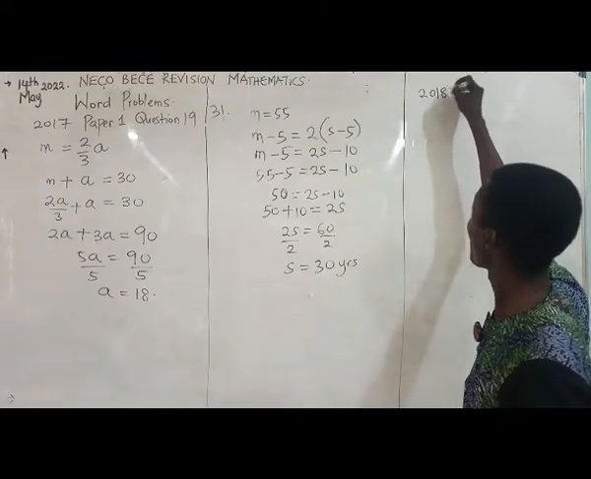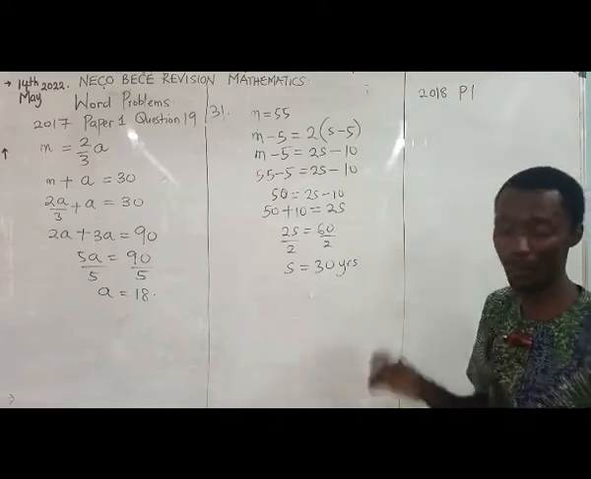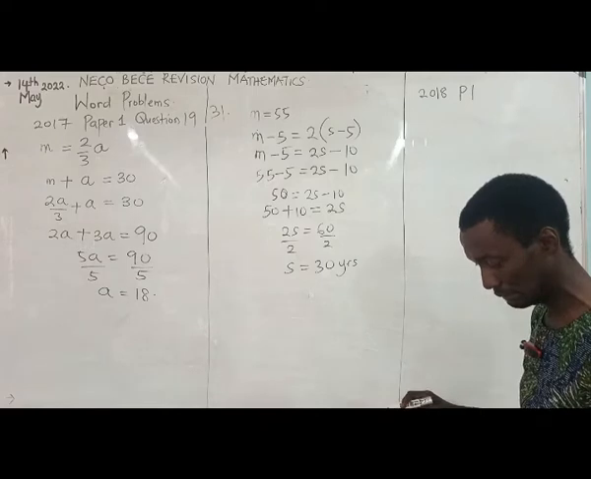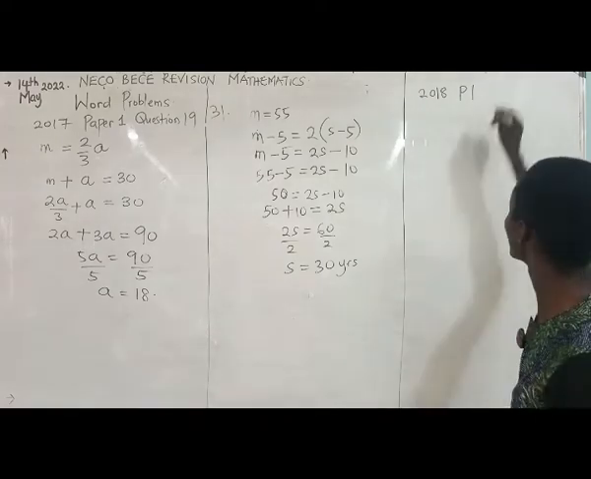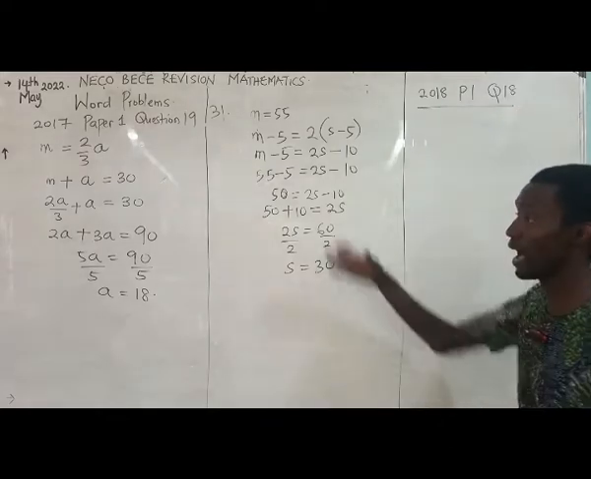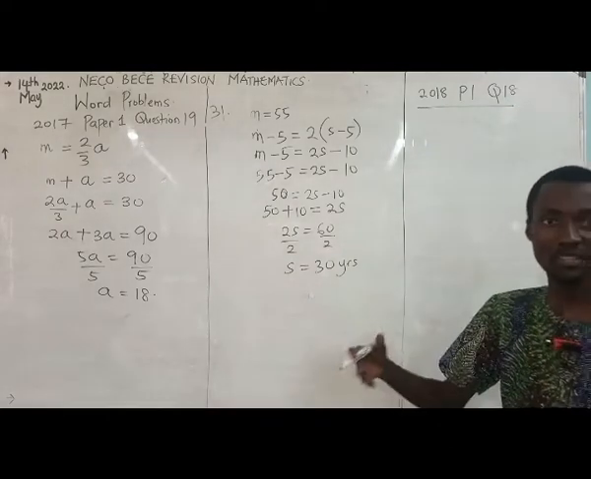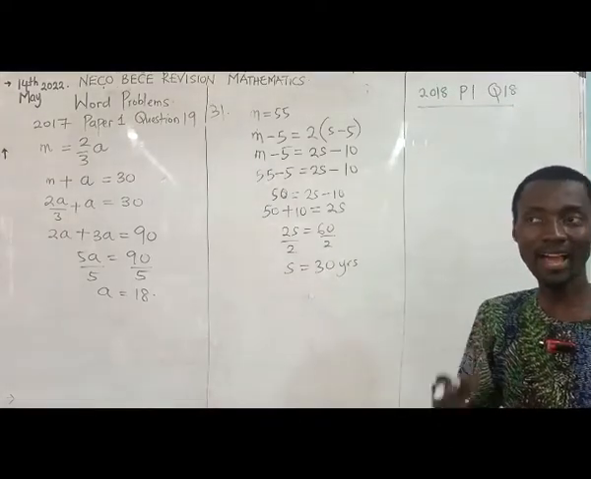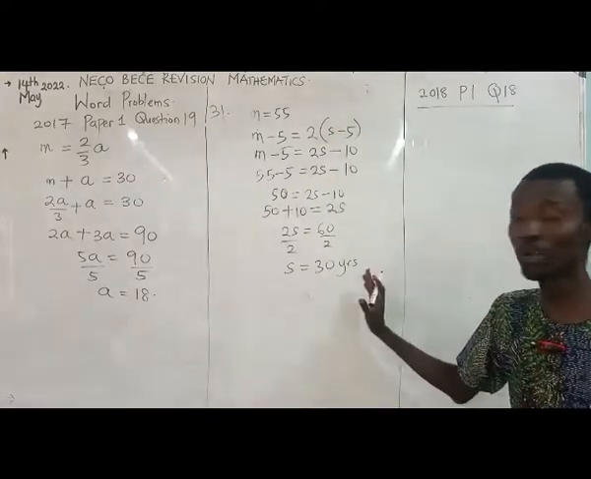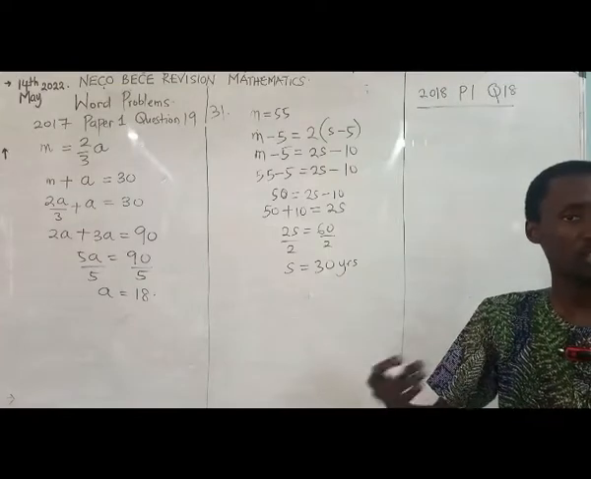2018, P1, meaning paper 1, question 18. So I'll use Q18. I'm solving these ones because we're just getting started. My target is to generate the equations. If I generate the equations, I expect you should be able to finish them out.